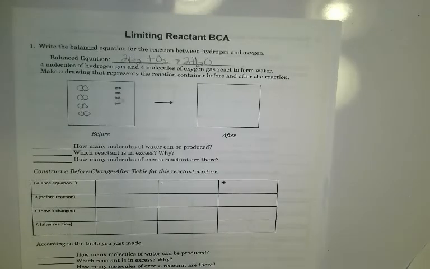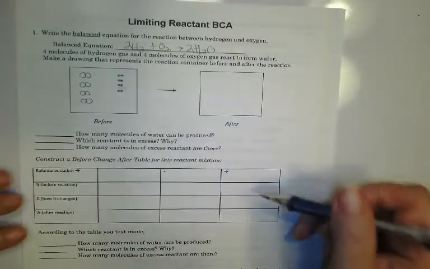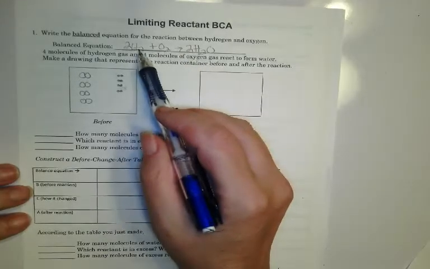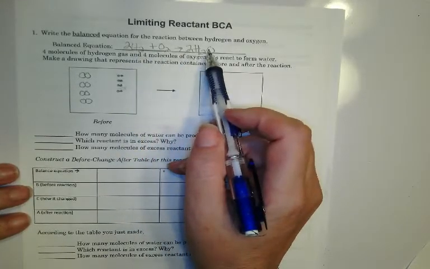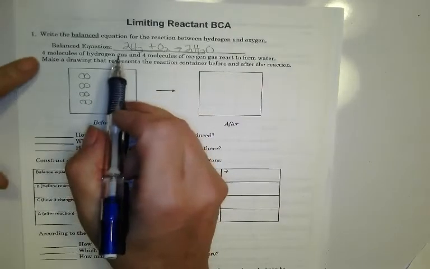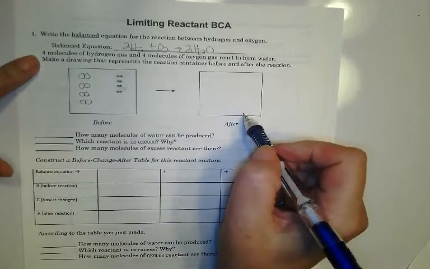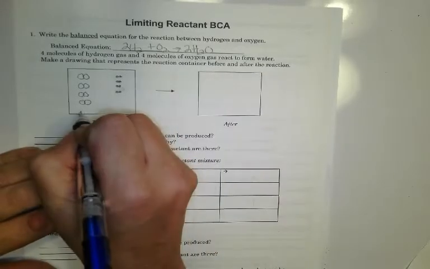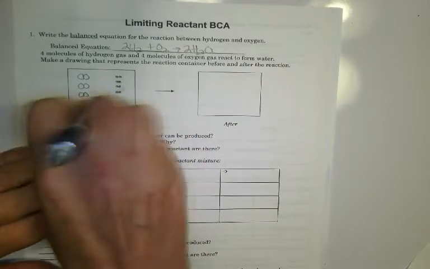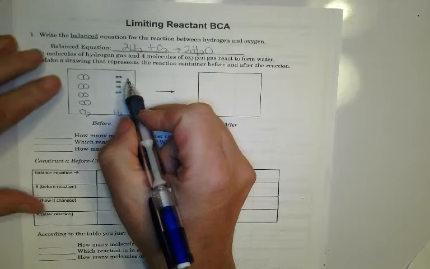So here's our worksheet. I'm going to do a couple with you. This one is about drawing and explaining how you can visualize this reaction using the BCA chart. First we write our balanced equation. That's our recipe. That recipe doesn't have anything to do with how much we put in for our problem. Our problem says we put in 4 molecules of hydrogen and 4 molecules of oxygen, and then we want to see what happens after. So this is my oxygen and this is my hydrogen. Let's make that O2. Hydrogen molecules are very, very tiny, so that's why that works.